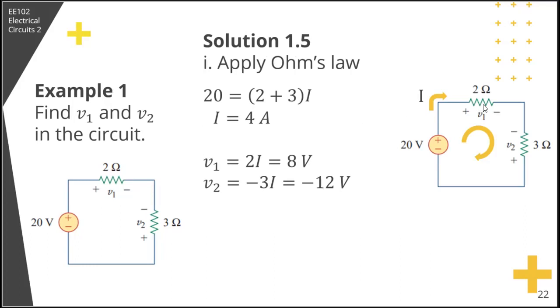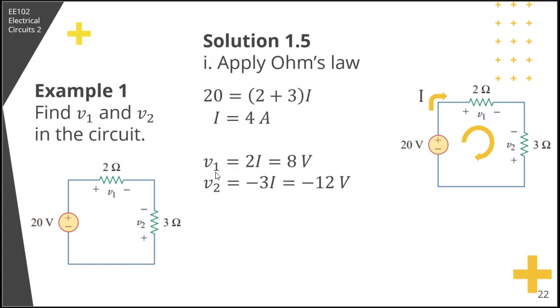Now, look, the two resistors are in series, so you can just add them. So 2 plus 3, that's 5. V is equal to IR, so 20 is equal to I times R, which is 5. From that, you can solve directly for your current, which is 4 amperes.